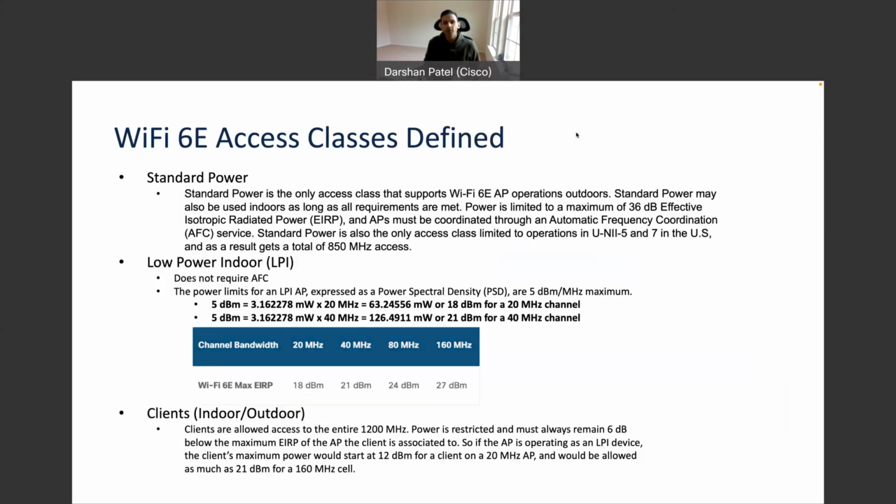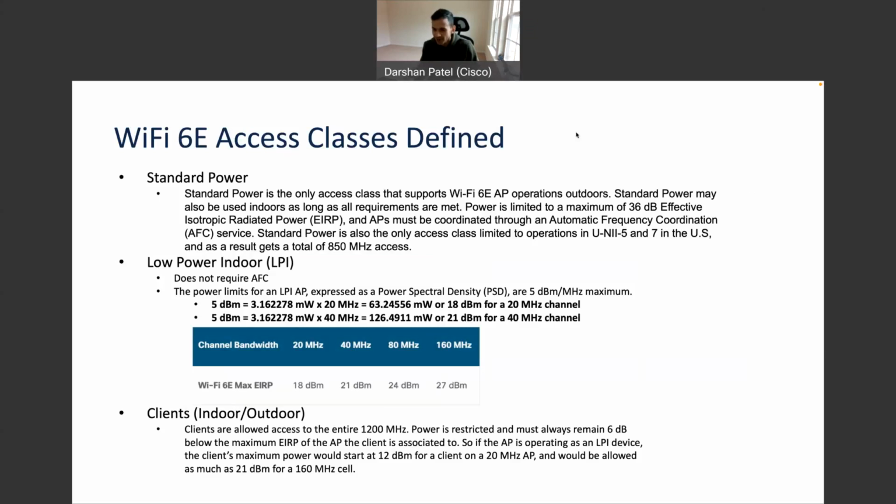So we talked about power spectral density of 5 dBm per megahertz. So what does it do? How does it help? If we convert 5 dBm into milliwatt and multiply it by 20 megahertz, it gives us 18 dBm. And if we move to 40 megahertz, it increases to 21 dBm. So the next question, and I was confused, is how? How is it going to work?